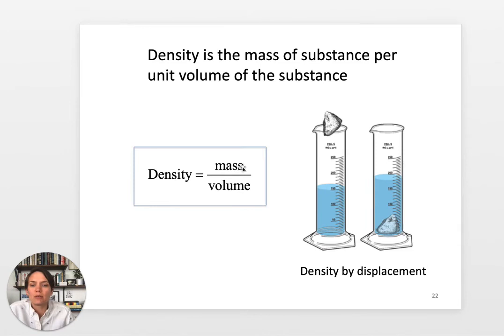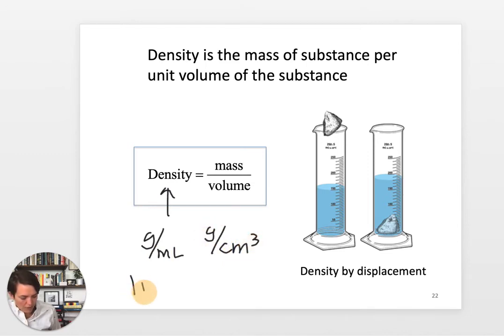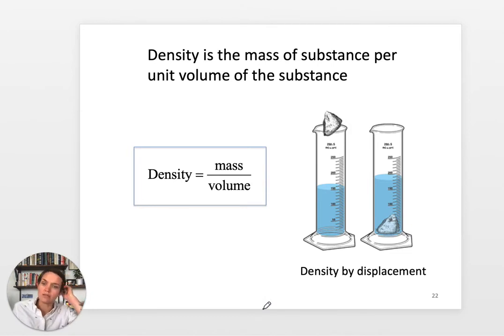So density is equal to our mass over volume, and our lab for this unit, or for this chapter, is all about density, so you'll get a lot of practice with this. The unit for density is usually going to be grams per milliliter. It could also be grams per centimeter cubed. So 1 milliliter is equal to 1 centimeter cubed. Right? Because actually volume is just a derivation of length. Length cubed would be your volume. Volume being milliliter, centimeters cubed.